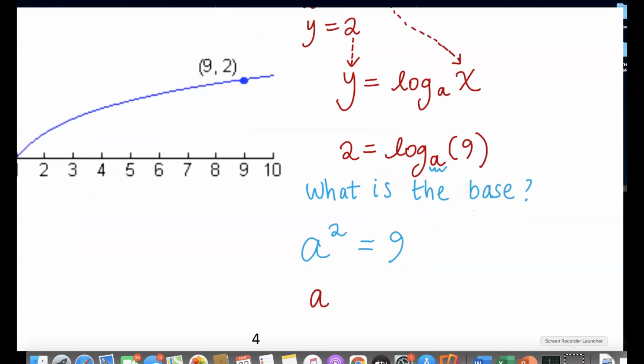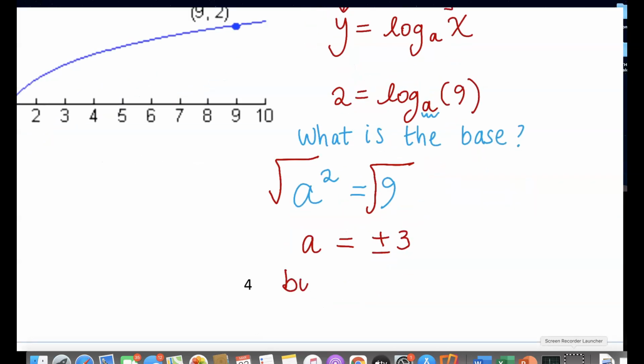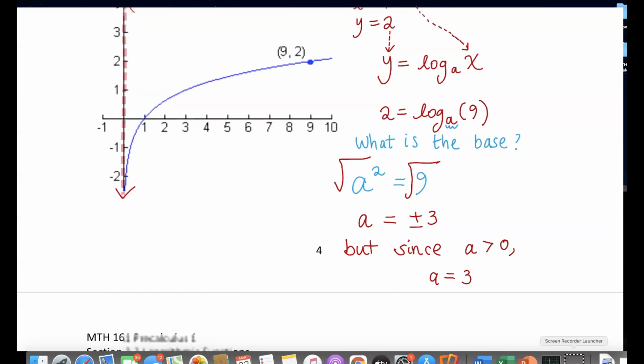So a must be... what happened to my writing? It just went away. I take square root of both sides, I will get a equals plus or minus 3. But since the base of a logarithmic function, log base, has to be greater than 0, a must be equal to positive 3. So what's the function? The function is y equals log base 3 of x.